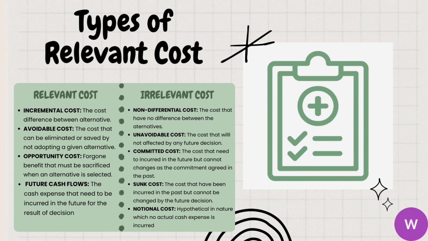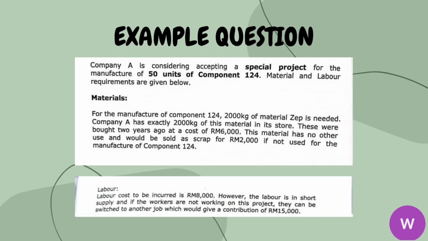For the irrelevant cost, we have non-differential cost, which is the cost that has no difference between the alternatives. Next is unavoidable cost, the cost that will not be affected by any future decision. Next, we have committed cost, the cost that needs to be incurred in the future but cannot change as the commitment was agreed in the past. The second last is sunk cost, the cost that has been incurred in the past but cannot be changed by future decisions. And lastly is notional cost, hypothetical in nature, where no actual cash expense is incurred.